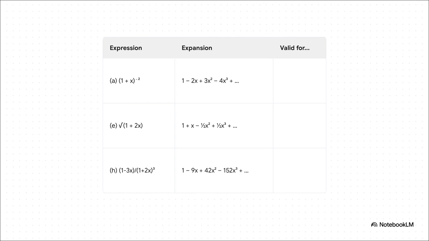Now, part E has a square root. But don't forget, a square root is just a power of 1/2. So here, n is 1/2 and u is 2x. You apply the formula, and for the validity, you set |2x| < 1, which of course simplifies to |x| < 1/2.